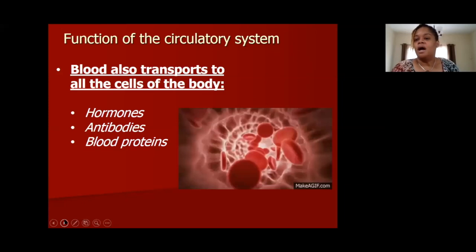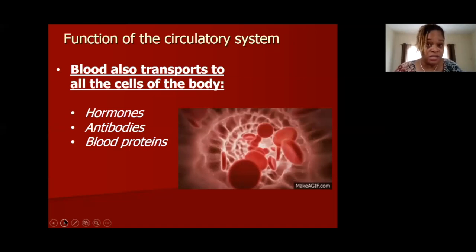So our circulatory system transports oxygen, carbon dioxide, nutrients, and waste. But there are other substances that are also transported through the blood. Now, we would have learned that hormones are released into the bloodstream and transported to specific parts of the body to bring about some type of reaction. So hormones are also found in blood.